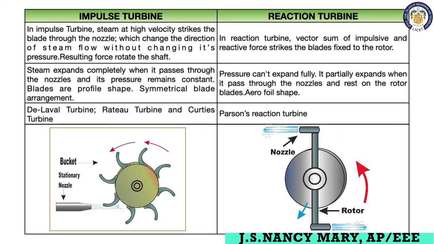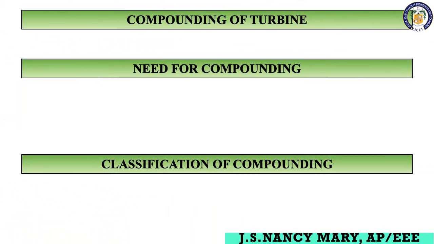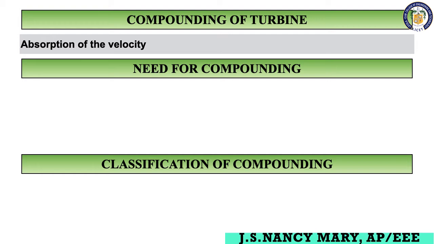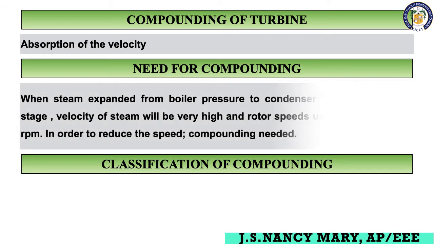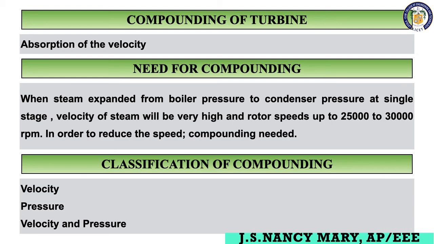So what is compounding? Next we are going to see the compounding of the turbine. Compounding is nothing but reducing the absorption of the velocity. When the steam velocity strikes the turbine, it will increase the rotor speed to around 25,000 to 30,000 rpm. To reduce the speed, we are providing compounding, that is, we are providing an interruption to reduce the speed, that is called compounding here. So we have three types: velocity, pressure, and pressure-velocity.